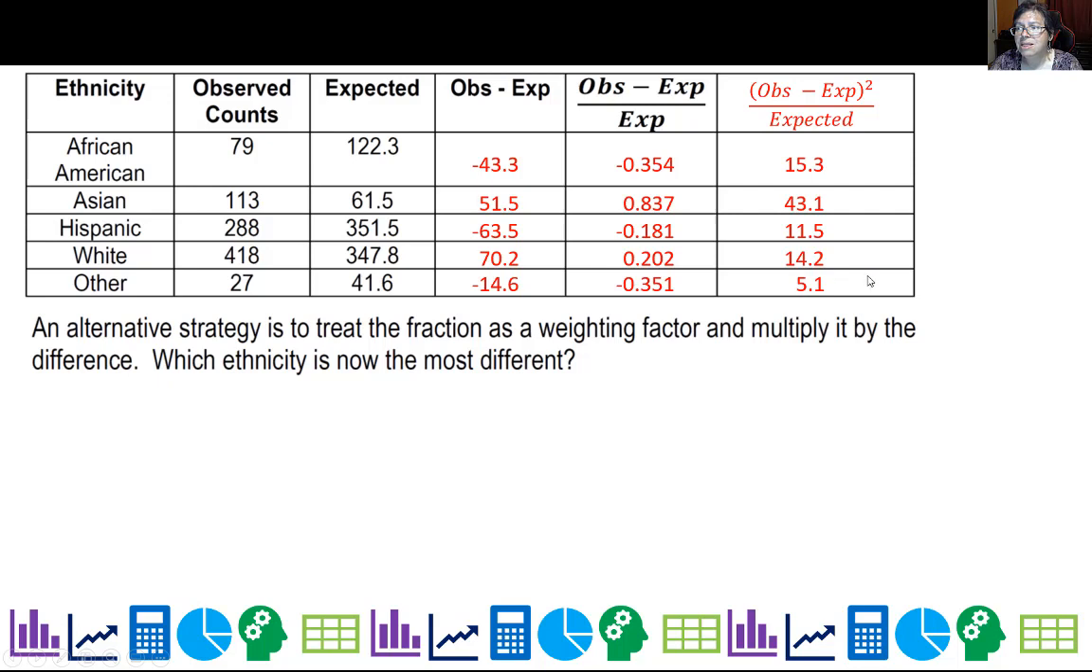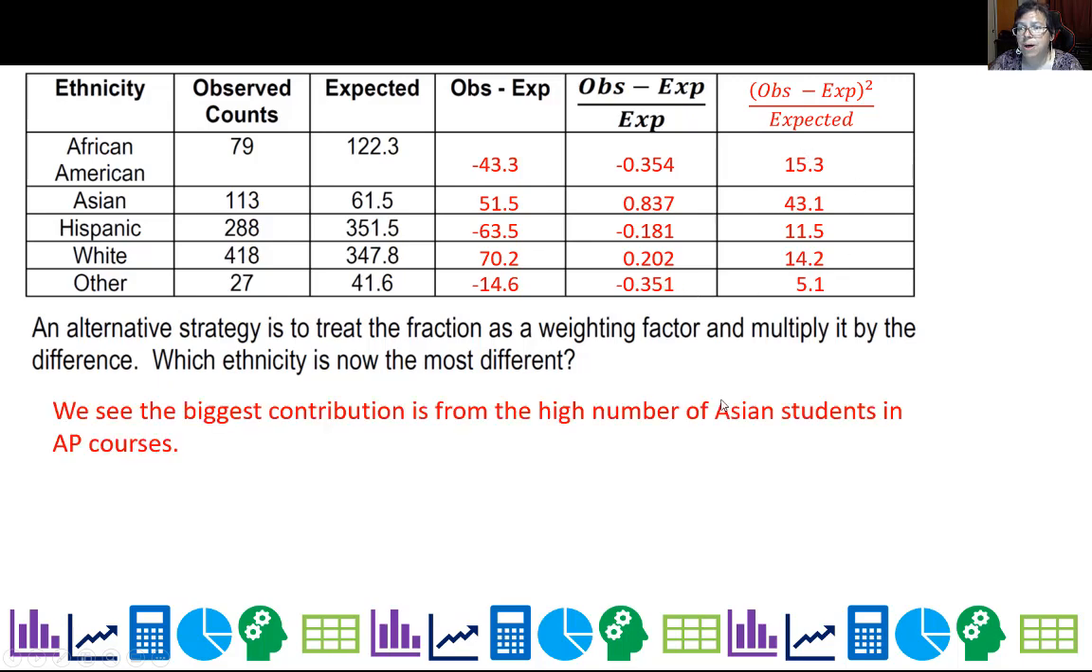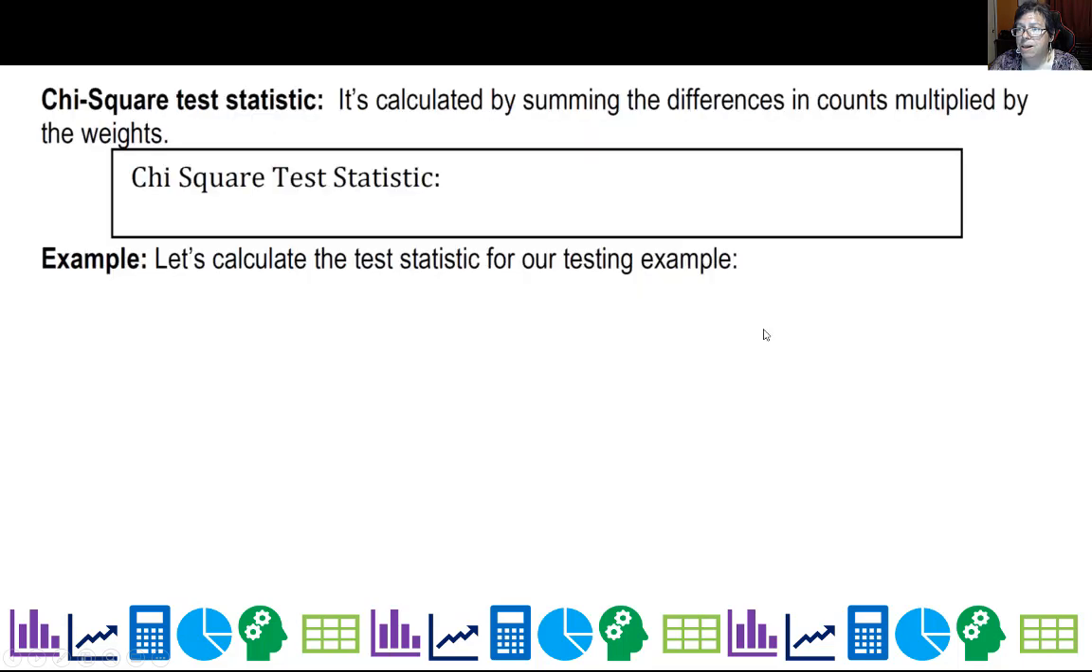And you can see that the least contribution is actually from the other. But if I was looking at it here, I would think it was a player in the differences in the model. So now we see the biggest contribution is clearly from the Asian students, which is why we don't seem to be fitting the model. Now, again, you still do see some impact on African American, Hispanic, and white.